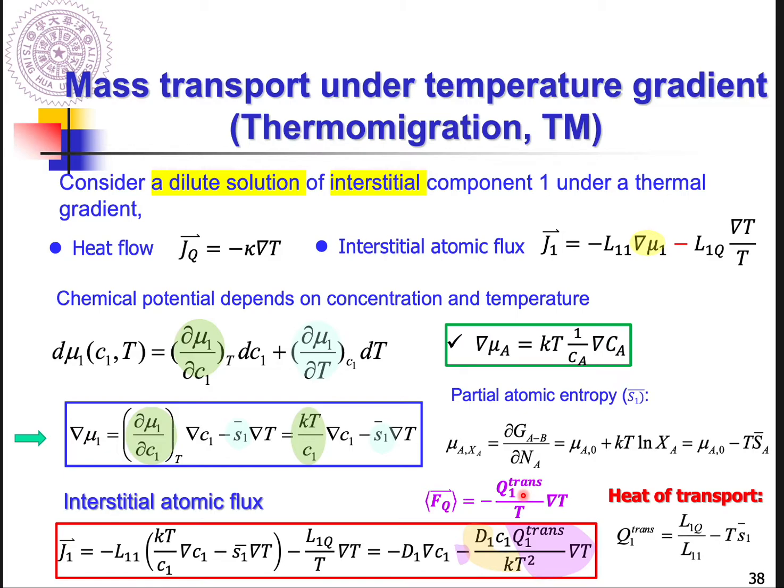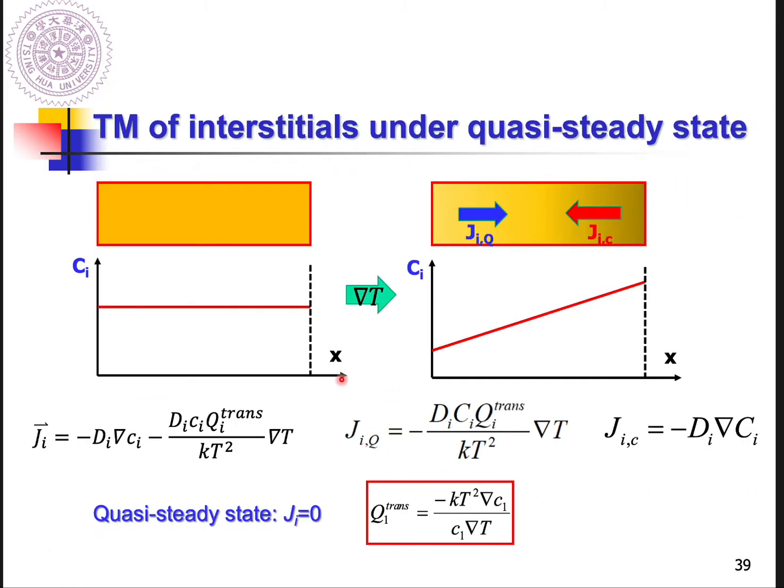So what is the heat of transport here? In order to determine the value and the sign of the heat of transport, you can use the method shown in this slide. In the beginning, the concentration of these interstitial atoms is uniform along these materials. After you apply a temperature gradient, we find the concentration profile of these interstitial atoms becomes like this. That shows us there must be atomic flux toward the right-hand side, which pushes some atoms toward the right-hand side and causes this kind of profile of interstitial atoms.